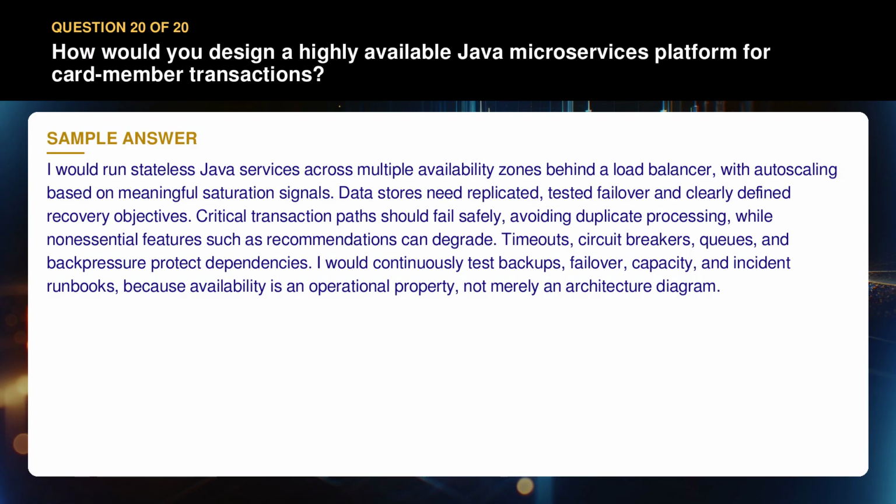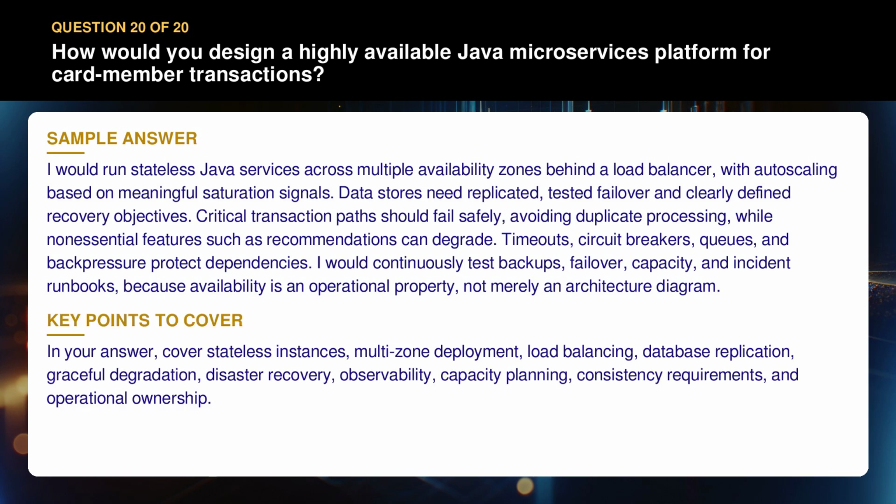I would continuously test backups, failover, capacity, and incident runbooks, because availability is an operational property, not merely an architecture diagram. In your answer, cover stateless instances, multi-zone deployment, load balancing, database replication, graceful degradation, disaster recovery, observability, capacity planning, consistency requirements, and operational ownership.